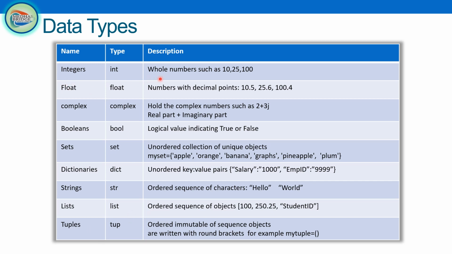Integer holds whole numbers such as 10, 25, 100. Float holds numbers with decimal points. Complex holds complex numbers, real part plus imaginary part. Boolean is a logical value, indicates true or false. Sets hold unordered collection of unique objects. Dictionary holds unordered key value pairs. String holds ordered sequence of characters. List holds ordered sequence of objects. Tuple holds ordered immutable sequence of objects.